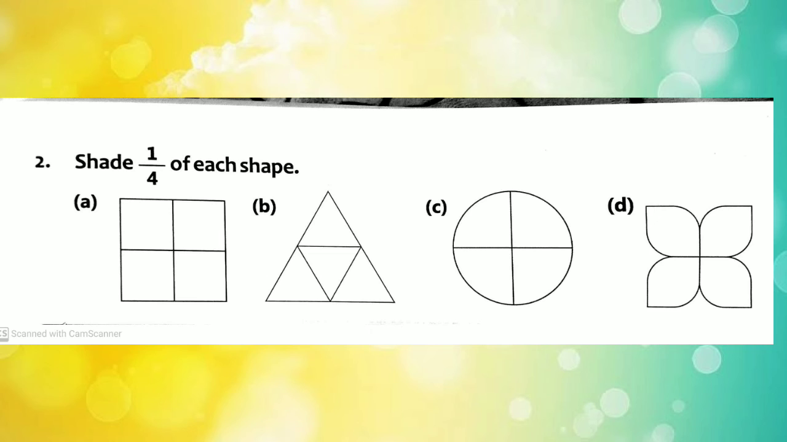Okay, students. Now question number 2. Shade 1/4 of each shape. Here you can see A, B, C, D. 4 figures are given, and we have to shade 1/4 part of each shape. A. First one I am shading here. See, I have shaded here. Out of 4 parts, I have shaded 1 part. Okay, and the rest, B, C, and D, you have to shade by yourself in the textbook itself. Okay, children, did you understand?